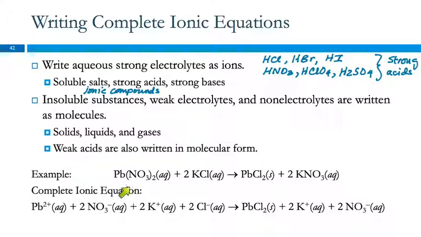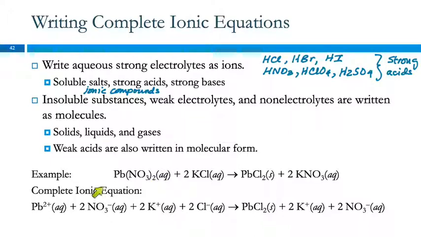So here's this reaction from earlier, the lead nitrate and the potassium chloride being mixed, and forming solid lead(II) chloride and aqueous potassium nitrate. So to write the complete ionic equation, I'm going to start out by looking at the state symbols. If it says aq, there's a pretty good possibility I need to separate it into ions. The only aqueous things that do not separate are weak acids. In this equation, I don't have any acids, so I don't have to worry about that.